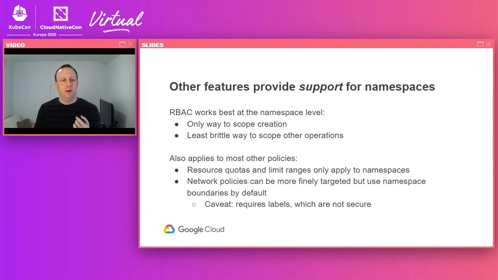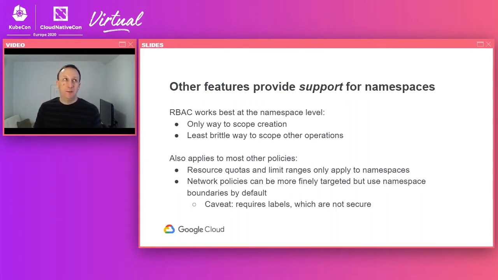So really, you want RBAC to apply at the namespace level in the vast majority of situations. This applies to many other things as well. Resource quotas and limit ranges aren't really about security. They're more about resource sharing. But again, they work best at the namespace level, or I think only apply at the namespace level. Network policies, similarly, they can be finely targeted using labels, but they work best using the namespace boundaries by default.